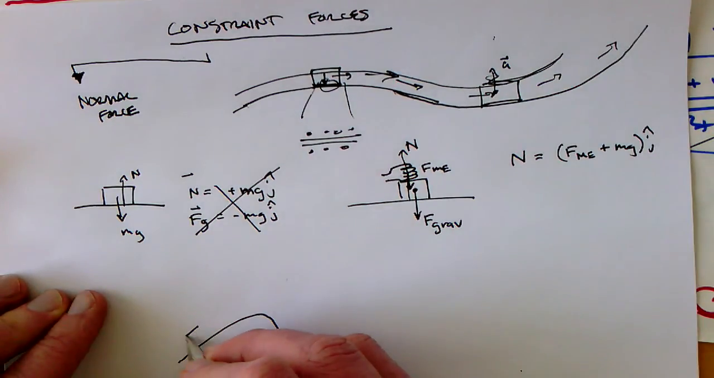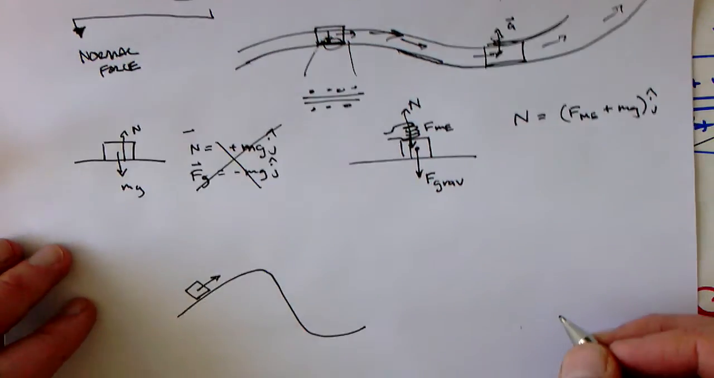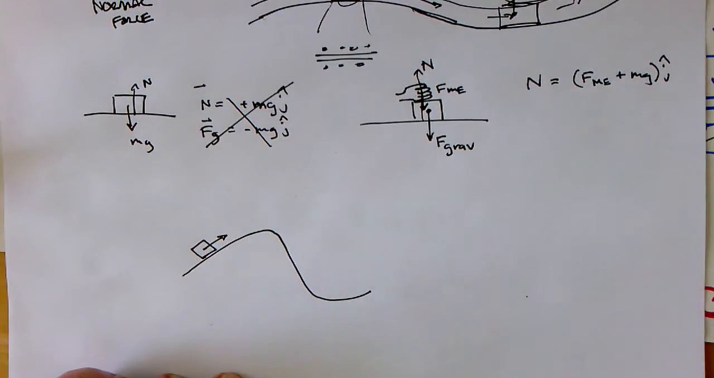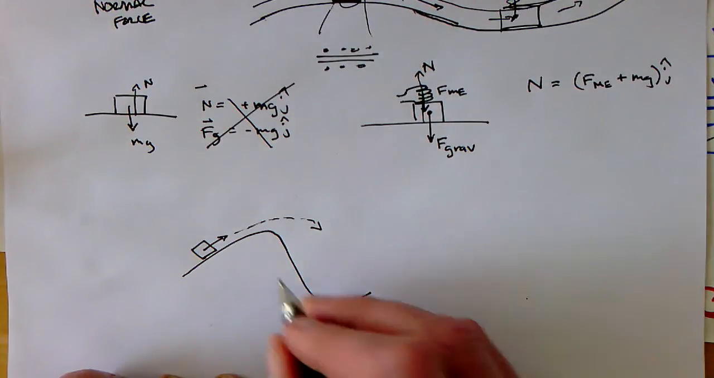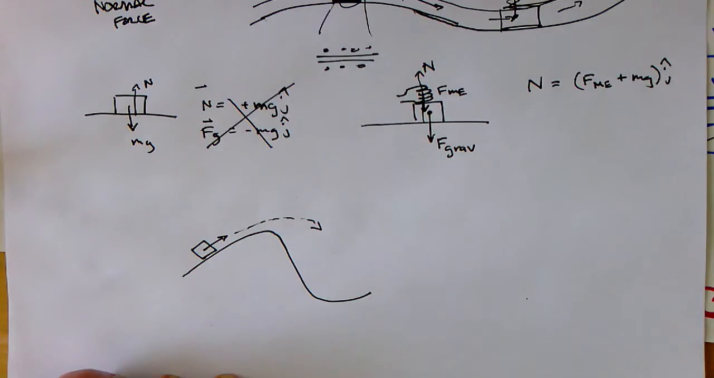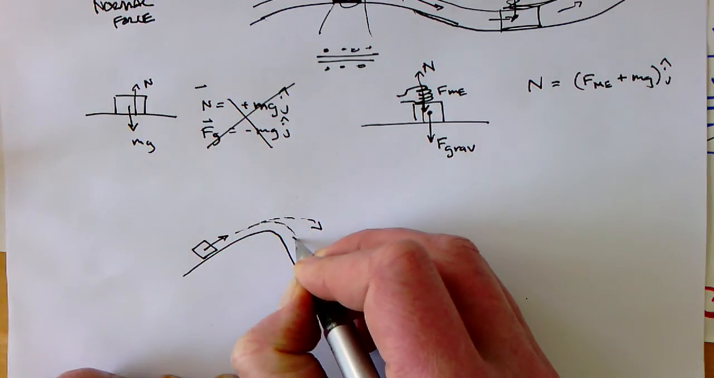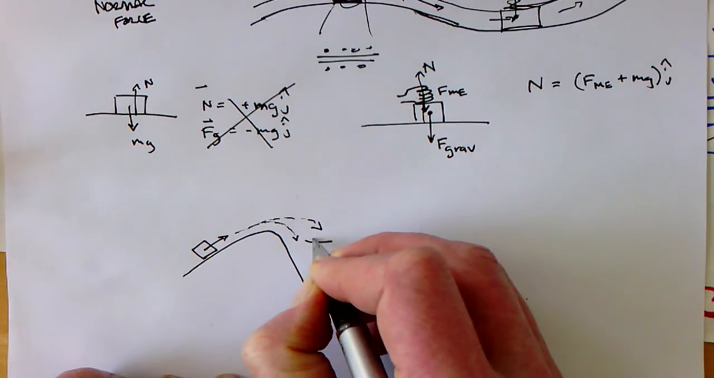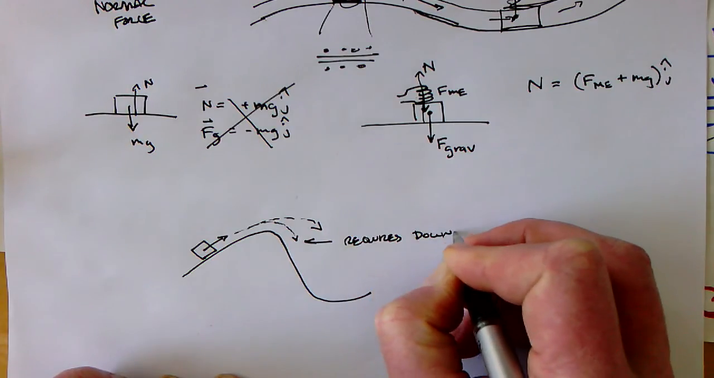Let's say I've got a block that's moving at a pretty big velocity, and it gets to this point where there's a really rapid drop-off. What's going to happen in that case? I think you know the answer. It's actually going to fly off. It's not going to follow this. And why will it fly off? Because if the block were to follow this path, that path requires a downward acceleration.